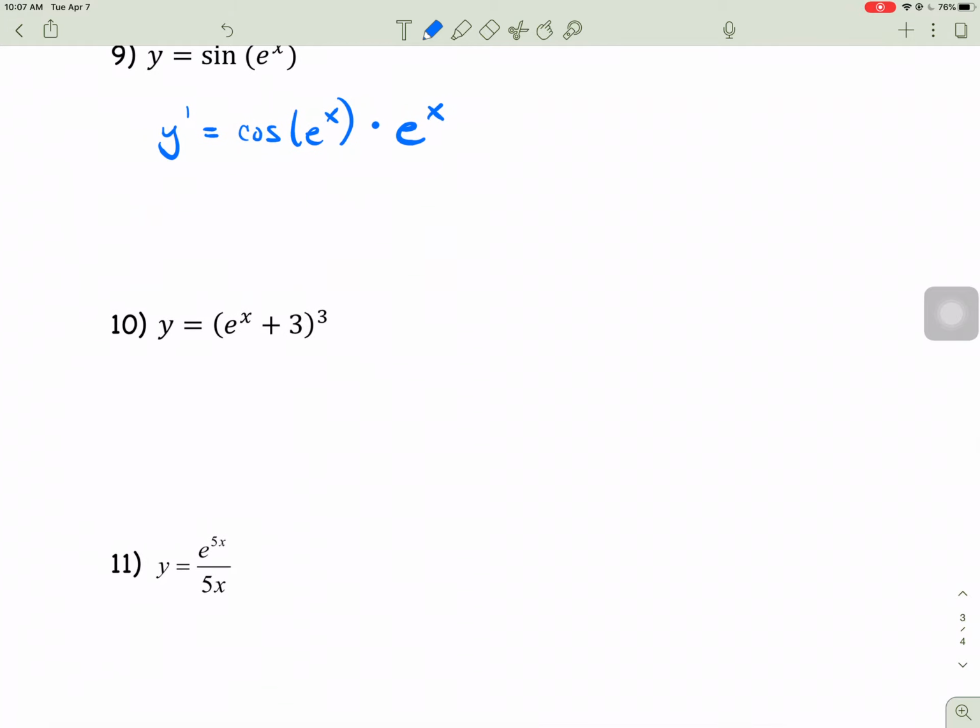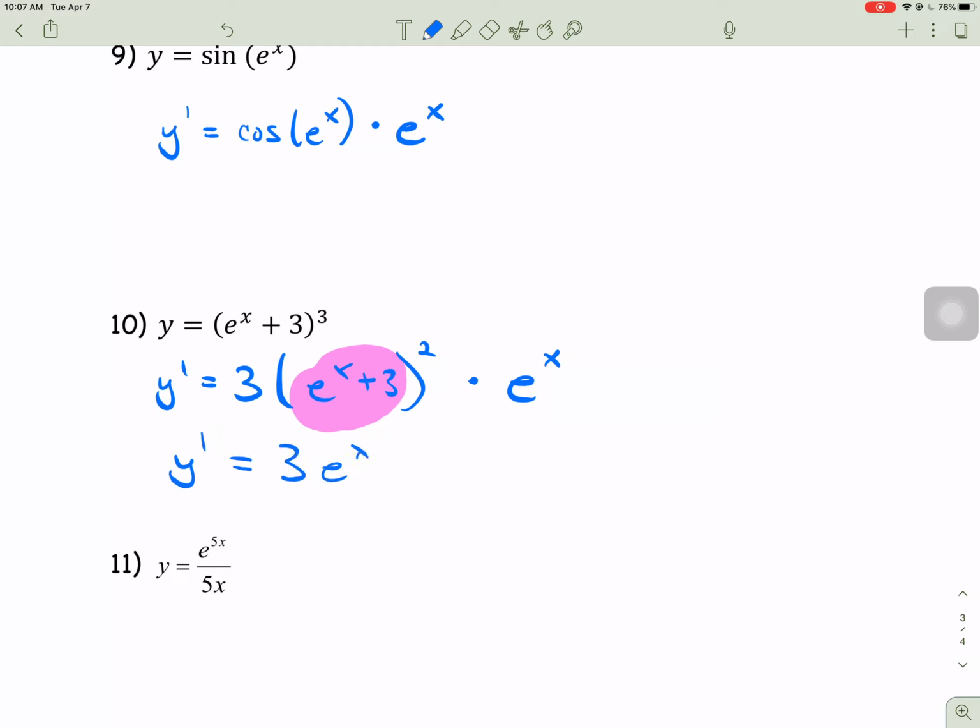How about some chain rule? So y prime equals 3 parentheses e to the x plus 3 squared times the derivative of the inside, e to the x plus 3, which is just e to the x. The 3 doesn't have a derivative, so we could simplify this. 3e to the x times e to the x plus 3 squared.